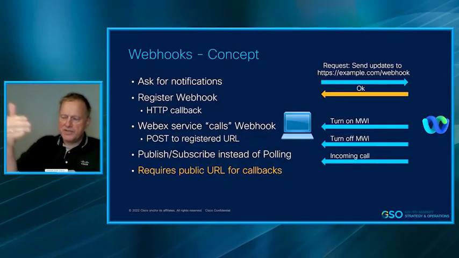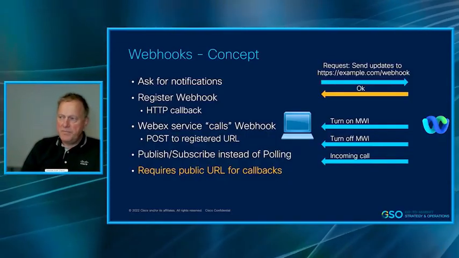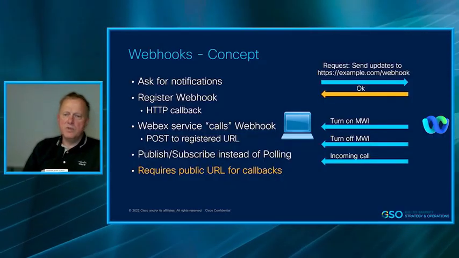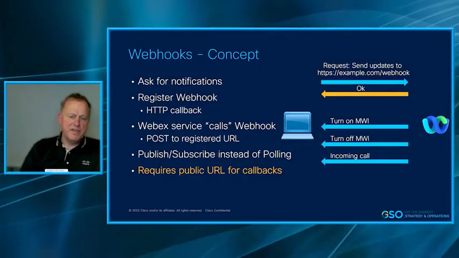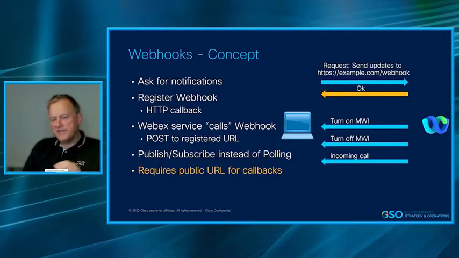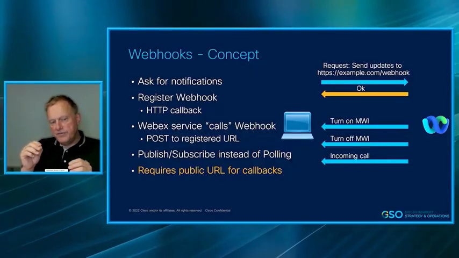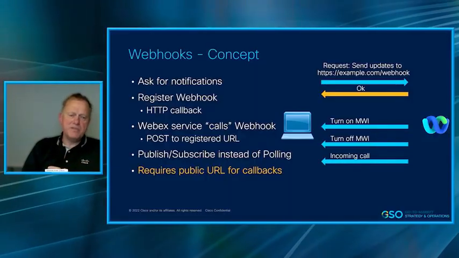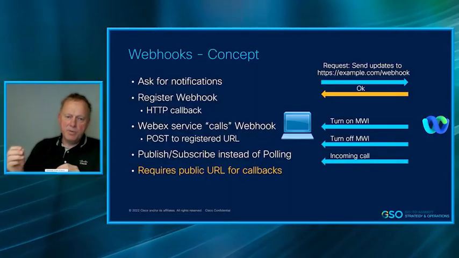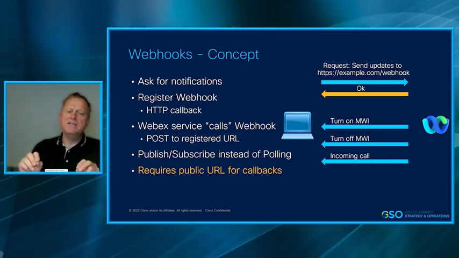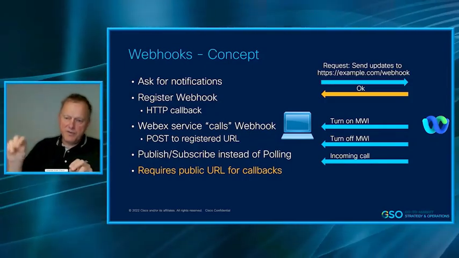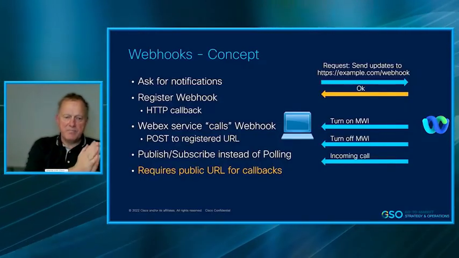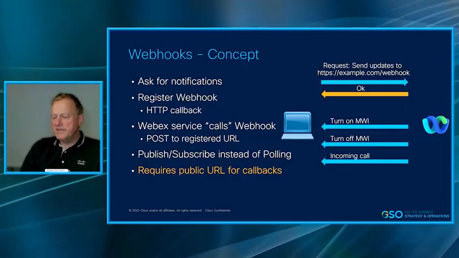That's a URL that you registered with the initial call to this webhook endpoint. So that is where it gets interesting. If Webex has to be able to call you back, this POST has to go to a public URL that is reachable from the outside, right? So whenever you want to use a webhook, you need to have a public URL for your callbacks.